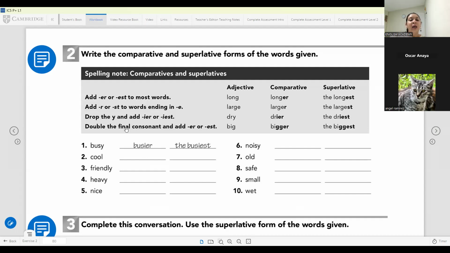And for adjectives that are one syllable and end in consonant, vowel, consonant, like big, we double the last consonant and we add er or est. And we have these ones to practice. Let's practice together.